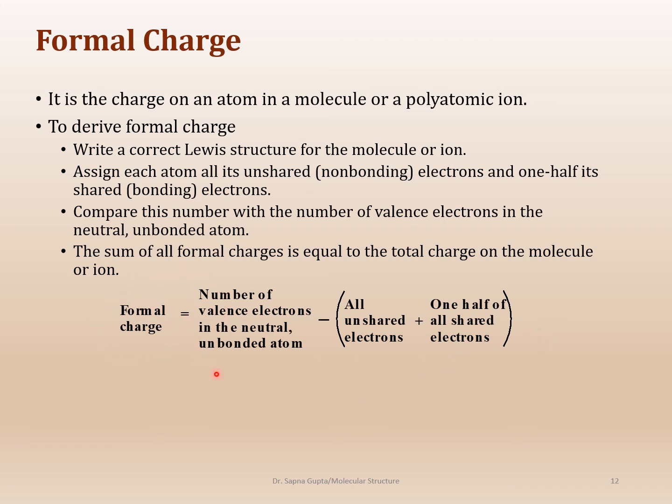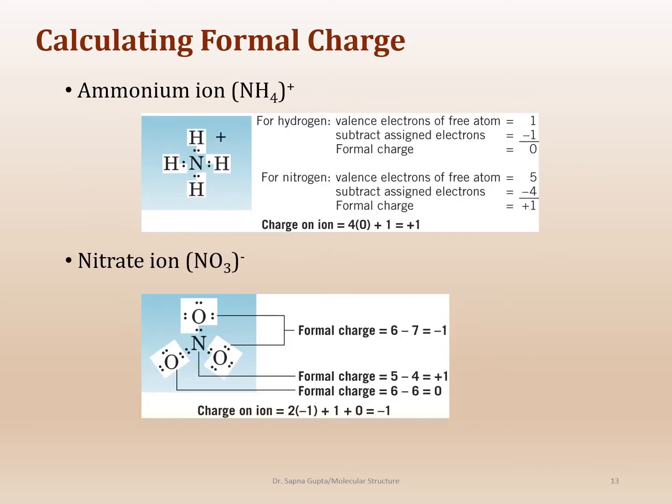You take whatever atom you're looking at and find the valence electrons in there, and you subtract all the unshared electrons in there, and half of the shared electrons. The unshared electrons are the lone pair of electrons. So valence electrons minus the lone pair of electrons, and also subtract half of the shared electrons, which means how many bonds you have, essentially. That should do it. So here are some examples of calculating the formal charge.